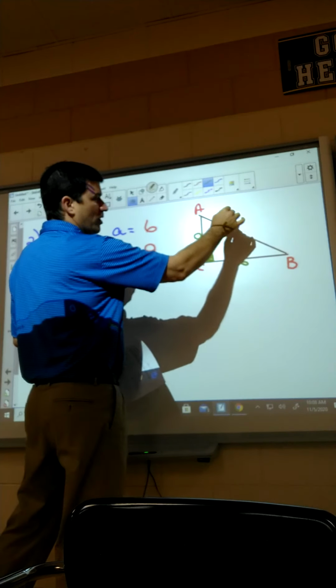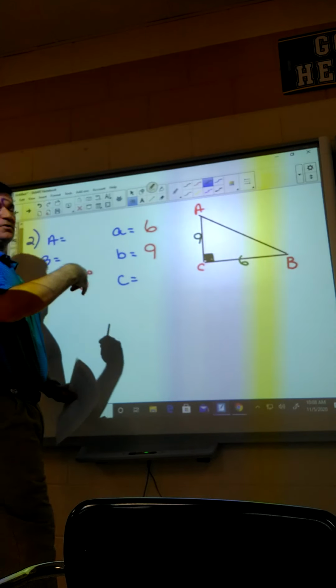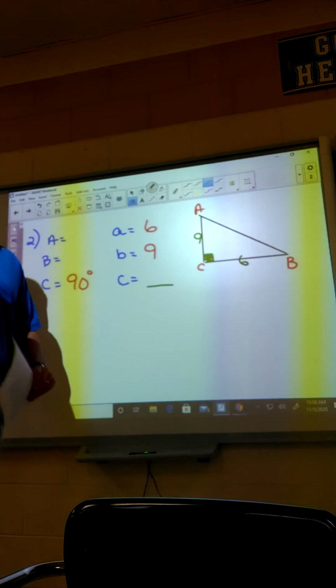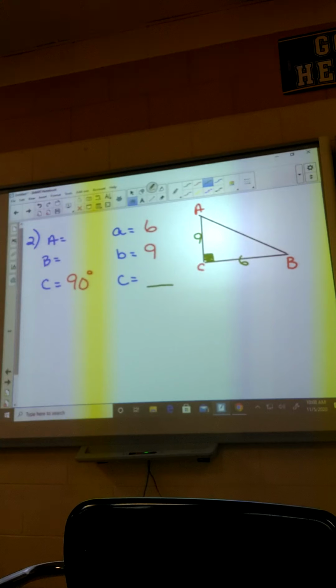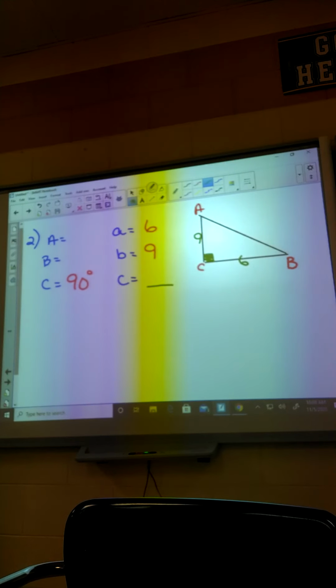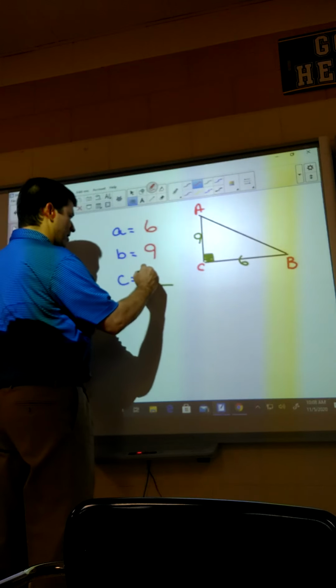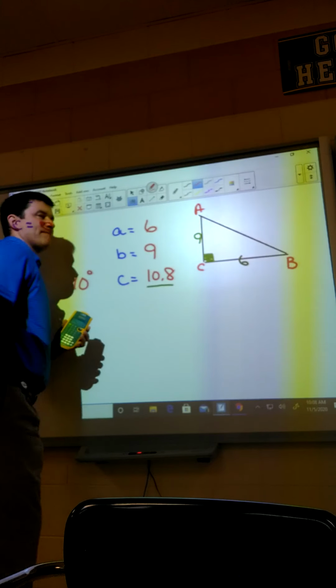Now, I'm going to go ahead and find this third side. And just like I did on the last one, I want y'all to do a squared plus b squared equals c squared. You can just write everything in your calculator. 6 squared plus 9 squared is, I got 117. Find the square root of that and make it a decimal. All right, I've got 10.8. Somebody check my work, make sure we're good.